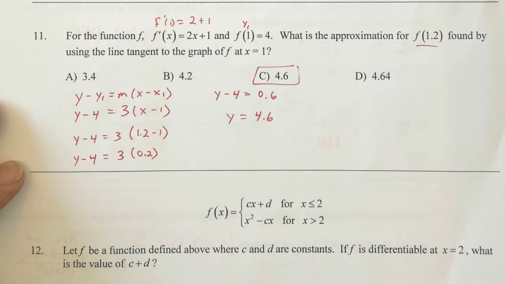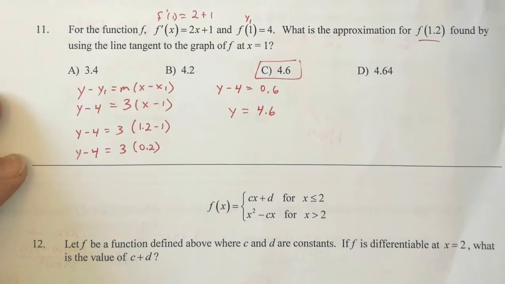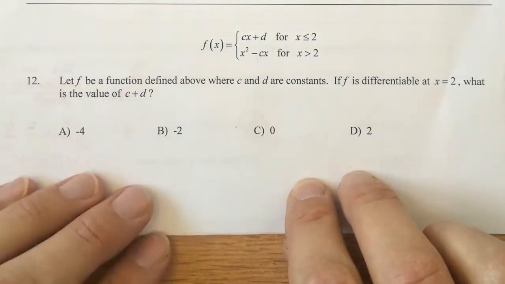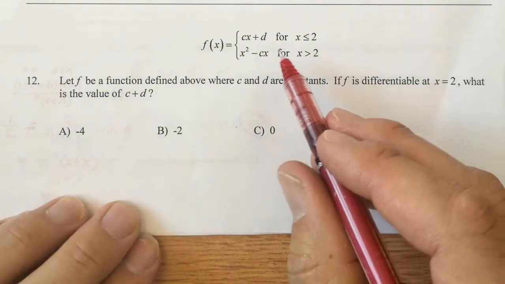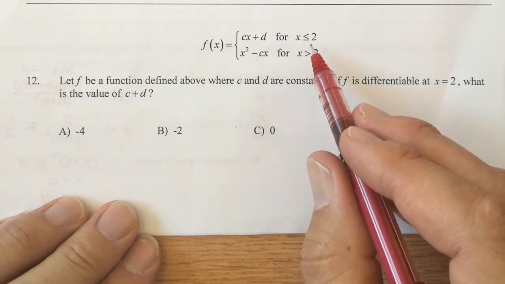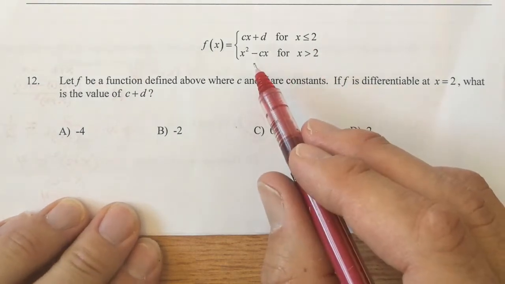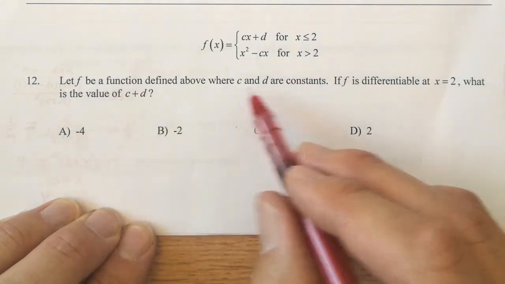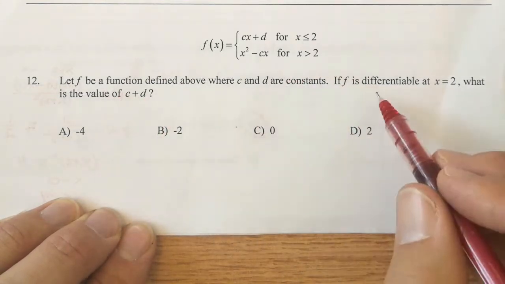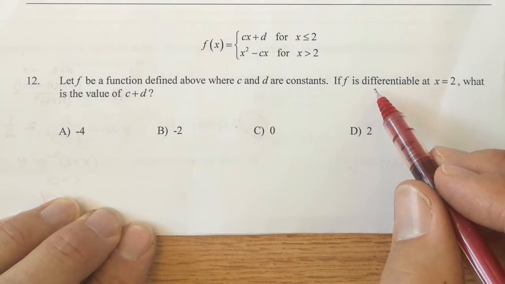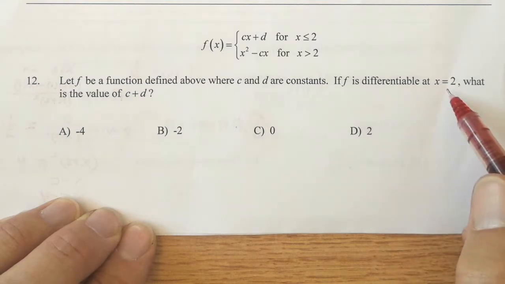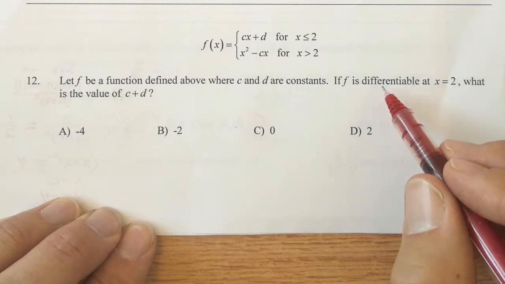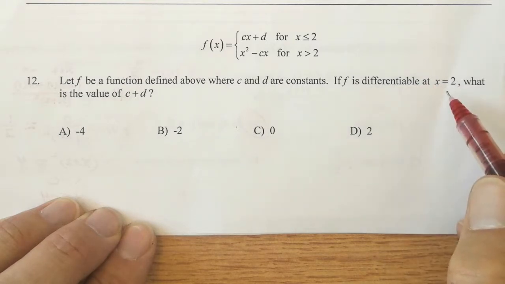Okay. And then last on this page we have 12. 12 gives us a piecewise defined function, cx plus d, when x is less than or equal to 2, x squared minus cx when x is greater than 2. Let f be a function which is defined above, where c and d are constants. If f is differentiable, that means it's also continuous, at x equals 2, what is the value of c plus d? Okay, so we know that f is continuous and differentiable at x equals 2.